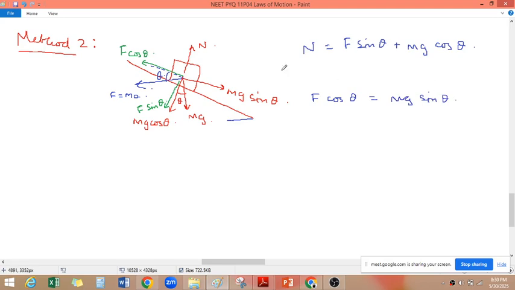Remember I told you this F is a pseudo force. They are asking you to find the normal reaction force N. This is very confusing in this problem. Initially I thought they are asking this, but actually they are asking normal reaction. So that means I want to find N. So F is equal to mg tan theta. Cos theta comes here, so mg tan theta.